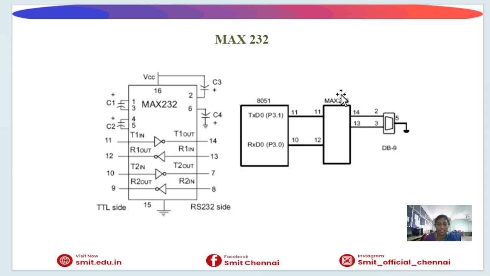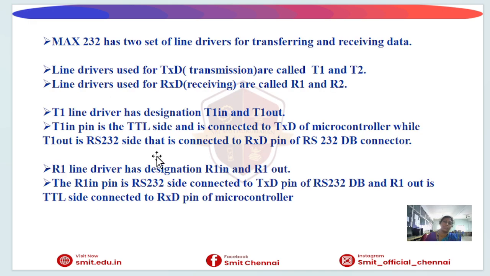This is the interface of the 8051 and RS232. This is the MAX device. Transmitter 1 in, transmitter 1 out, receiver 1 in, receiver 1 out. Then the second transmitter in and out, the second receiver in and out. This is the MAX pin diagram. Then the MAX internal drivers. What are the internal drivers of MAX? We have already discussed: T1 and T2 are the transmission drivers, and R1 and R2 are the receiver drivers.